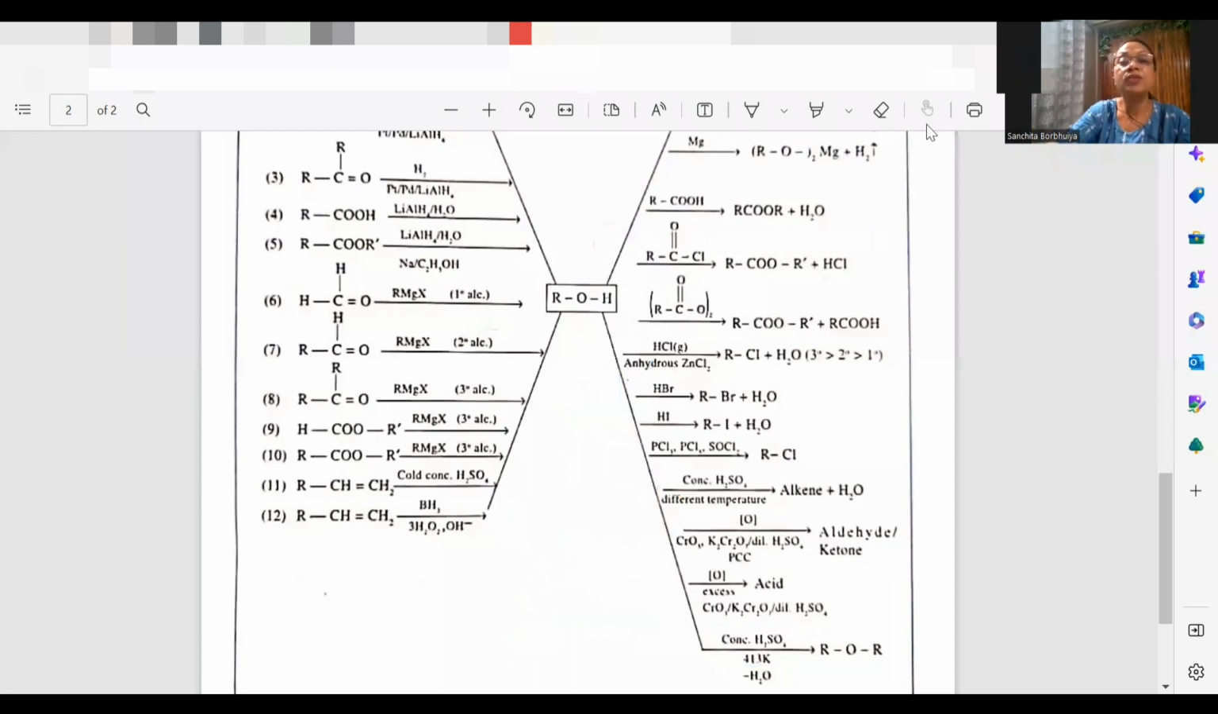So with this comes to the end of alcohol. We are continuing with phenol in the next slide. So let's carry on.